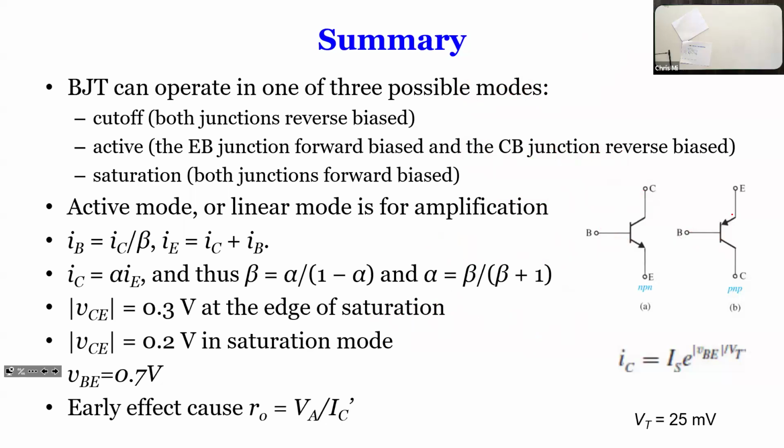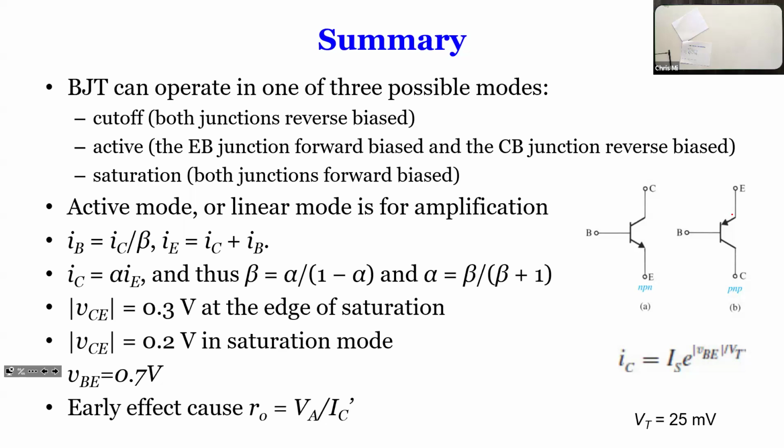So, in summary, we have two kinds of BJTs: NPN and PNP. In an NPN, VBE is what we measure, and VCE is what we measure. In a PNP, it is VEB and VEC. And the current flowing, IC, is equal to IS times e to the power of VBE over VT. And VT we assume to be 25 millivolts. So these are quite the basics of these two BJTs.